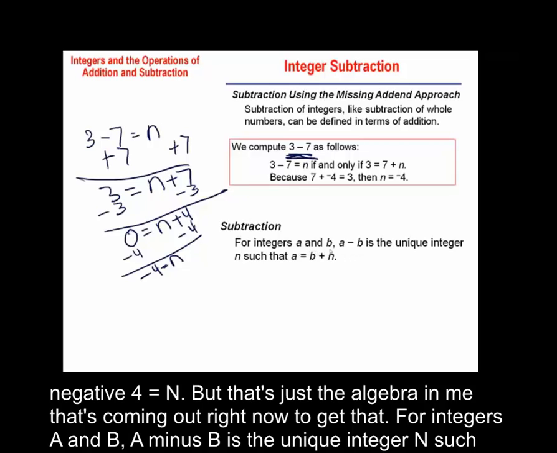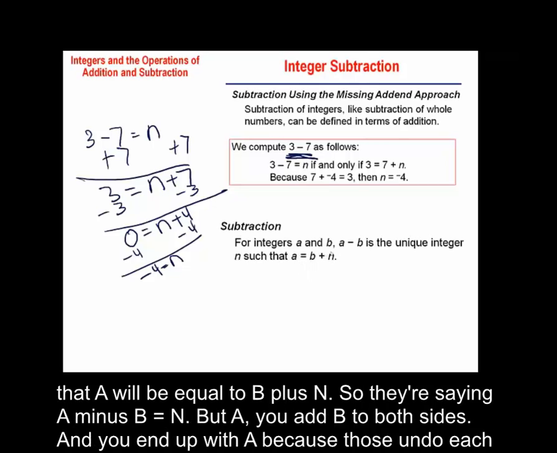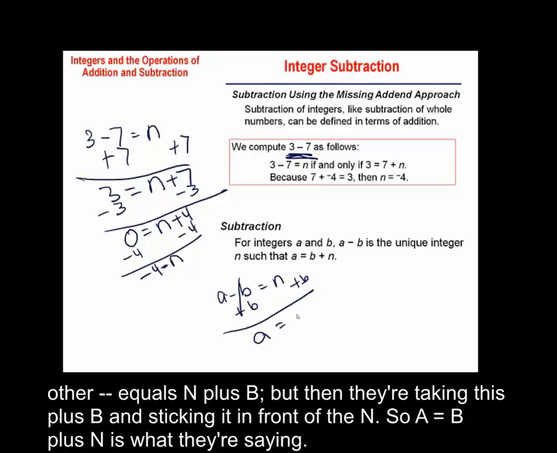For integers a and b, a minus b is the unique integer n such that a will be equal to b plus n. So they're saying a minus b equals n, but you add b to both sides, and you end up with a, because those undo each other, equals n plus b, but then they're taking this plus b and sticking it in front of the n, so a equals b plus n is what they're saying.